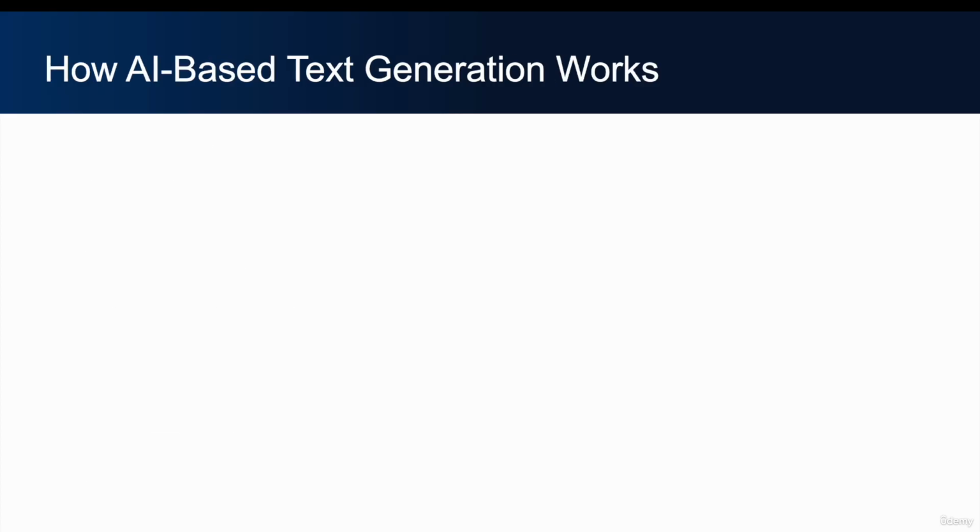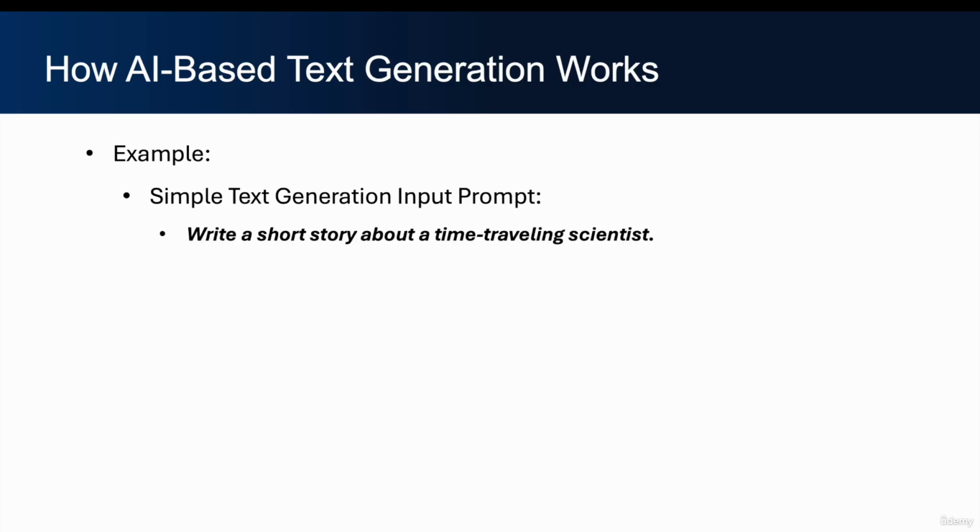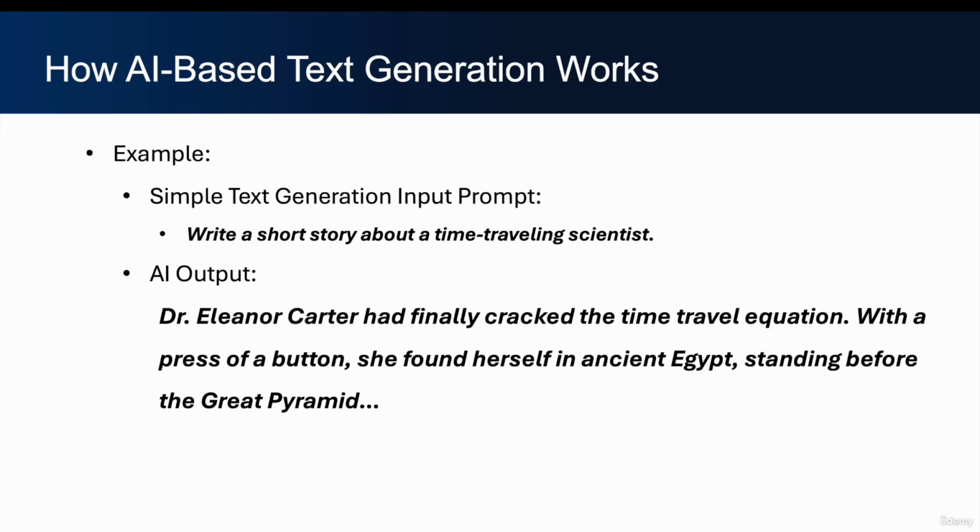Now, how does AI-based text generation work? DeepSeek AI uses a large language model, LLM, to predict and generate text based on a given prompt. An example can be simple text generation, where you provide an input prompt like, write a short story about a time traveling scientist. And the AI output looks something like this. Dr. Eleanor Carter has finally cracked the time travel equation. With the press of a button, she found herself in ancient Egypt standing before the Great Pyramid, and so on. Now, DeepSeek AI understands context and generates text accordingly.